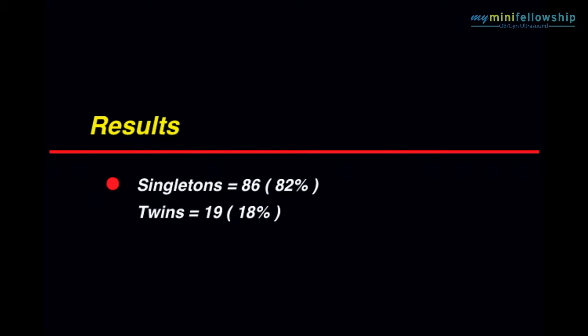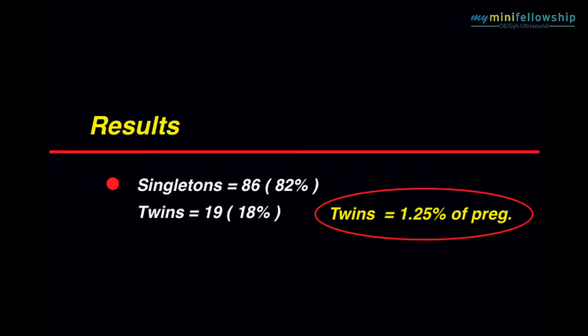What were some of the other results? Well, in our study, 82% of the cases were singletons and 18% were twins. But remember, the twins only constitute about 1.3% of the total pregnancy population at any time. So obviously, twins are much more prevalent in the world of polyhydramnios than would be accounted for by their prevalence in the world of pregnant women. So twins are associated with polyhydramnios.